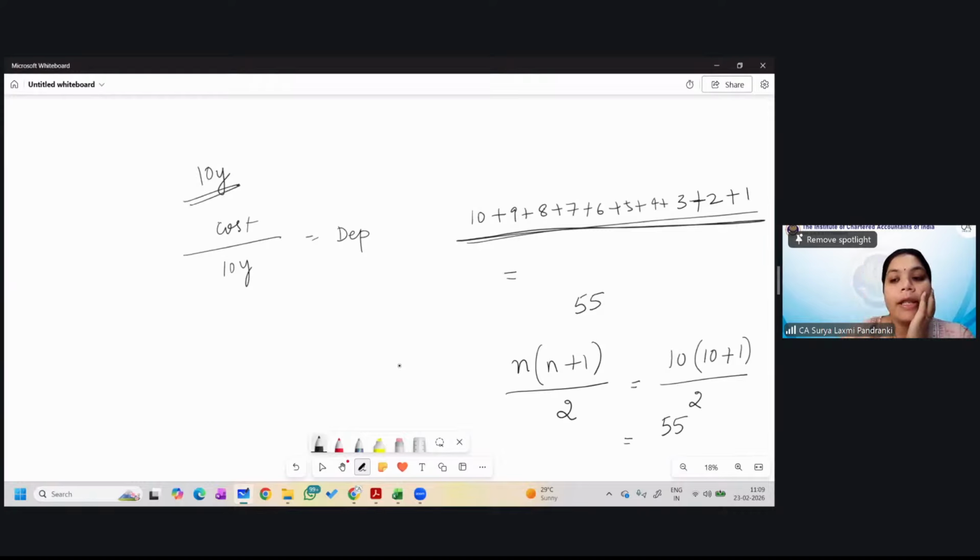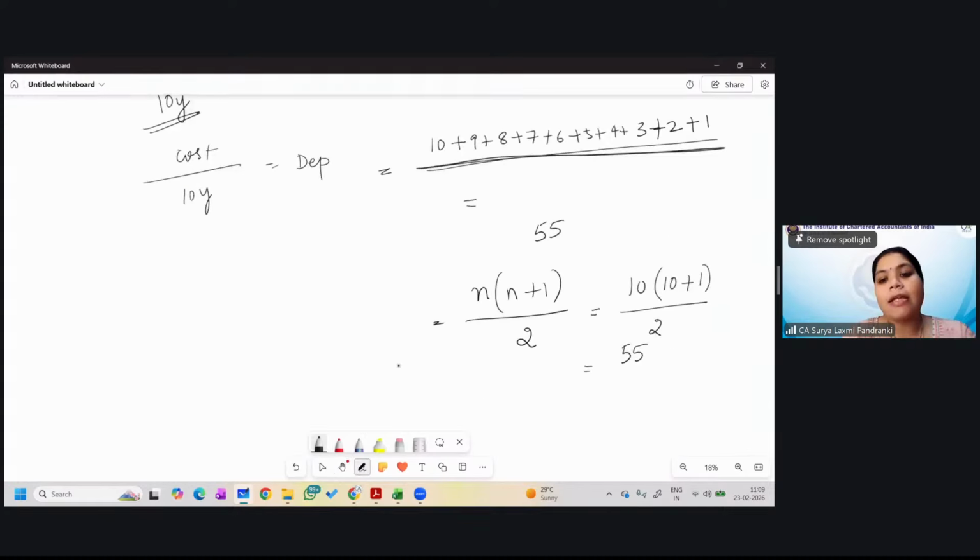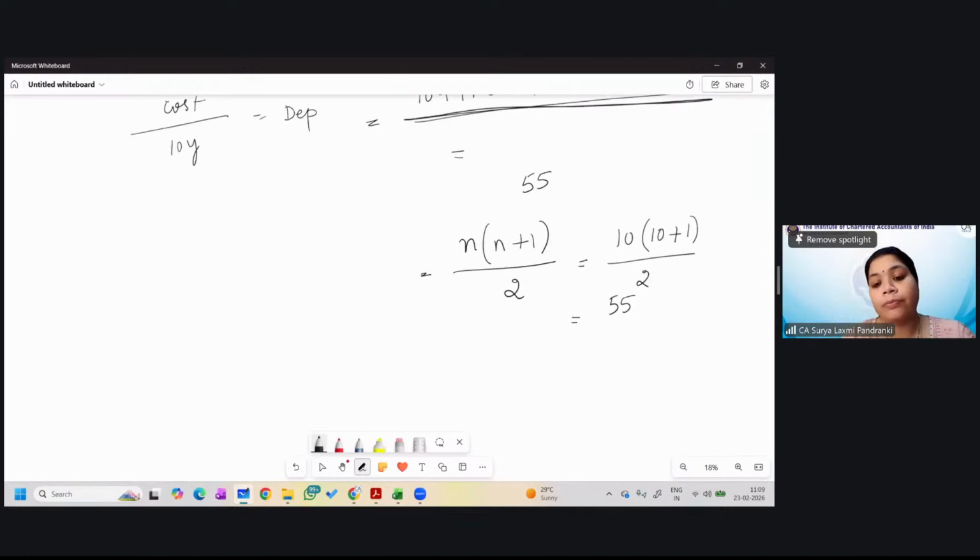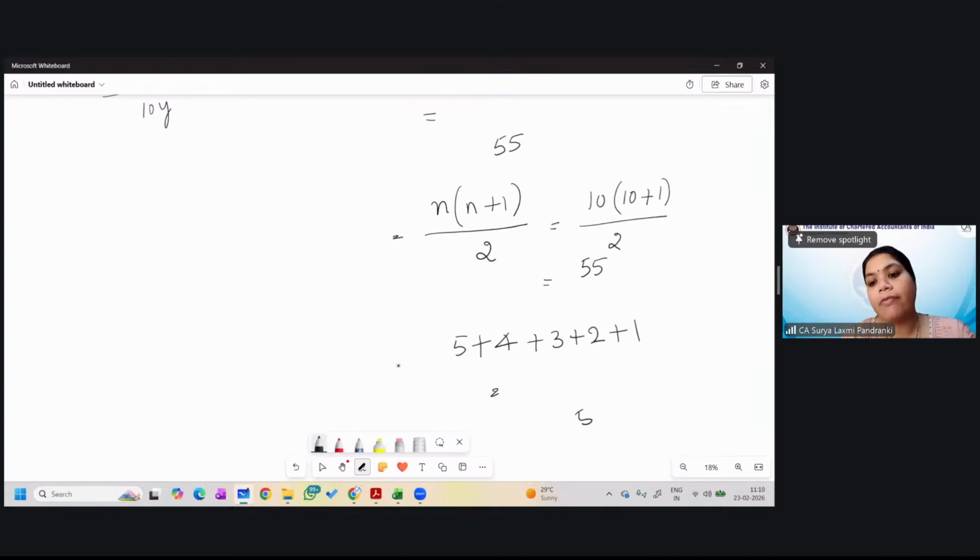Try this also: 10 into 10 plus 1, which is 11. 110 by 2 will be 55. So either you can use the formula or you can directly add all the numbers. Both can be done. Suppose it is 5 years, then how will you do it? 5 plus 4 plus 3 plus 2 plus 1. This will be the answer. Or you can take the formula 5 into 5 plus 1 by 2. This way also you can do it. Both will give you the same answer, right?